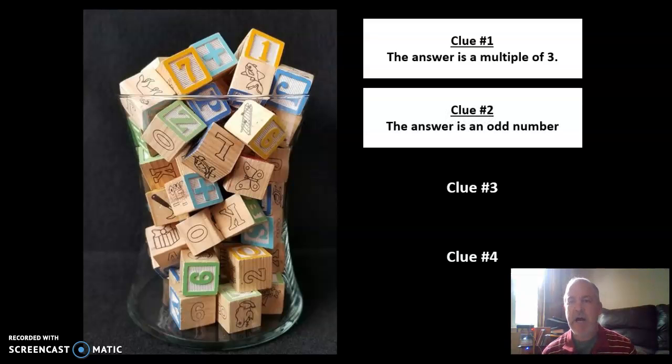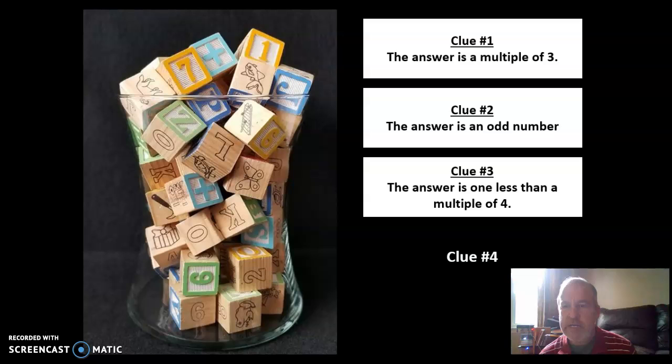The answer is an odd number. All right, well, 42 is not an odd number. So I have to make a new estimate. All right, so I'm going to go with something close to 42. I'm going to actually go down a little bit. I'm going to go to 39. I know that is a multiple of 3. Let's move on.